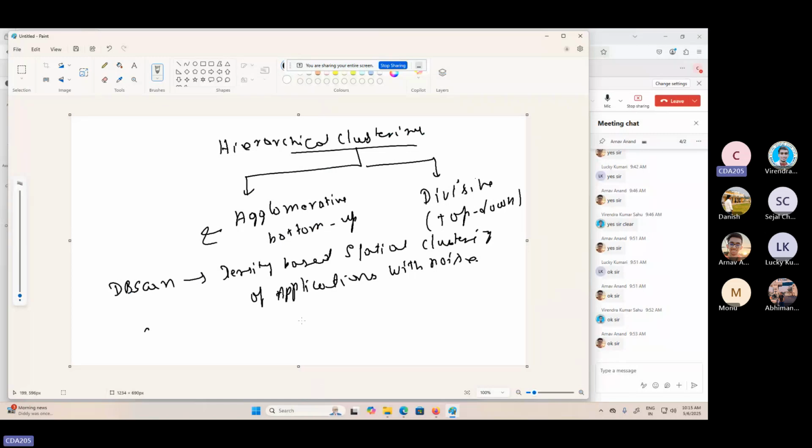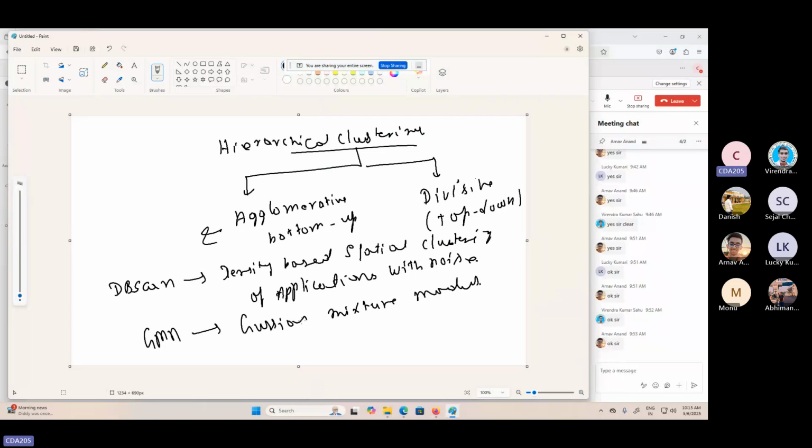Next part, that is GMM, the Gaussian mixture model. It is based on probability distribution.